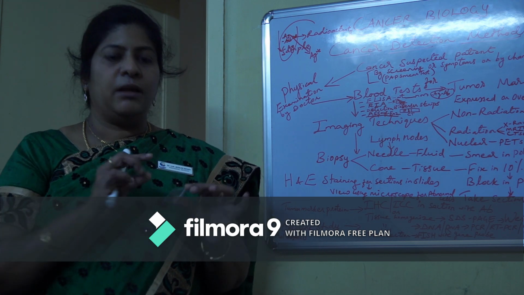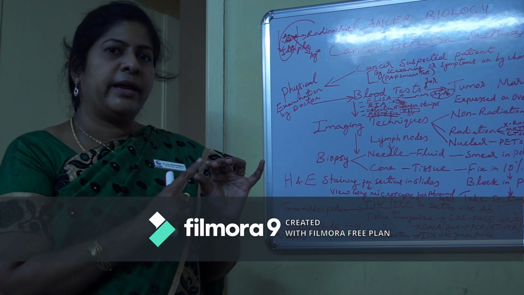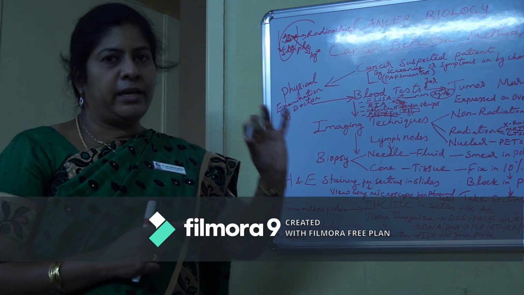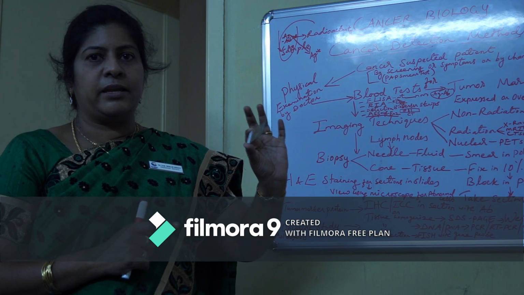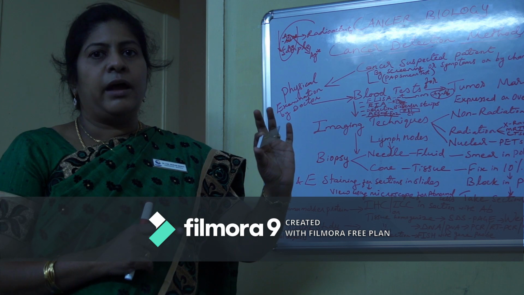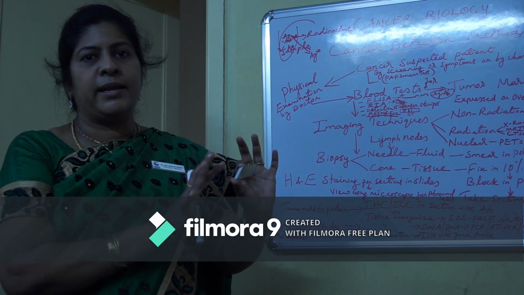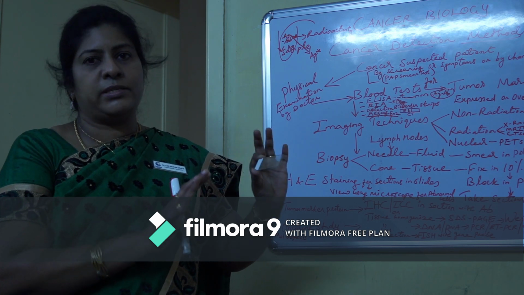They take a little fluid using a needle, that is called a needle biopsy, and again they spread it on the slide and they can stain it with hematoxylin and eosin to find out whether abnormal cells or cancer cells are there and how many cancer cells are there. All that can be analyzed by a trained histopathologist.